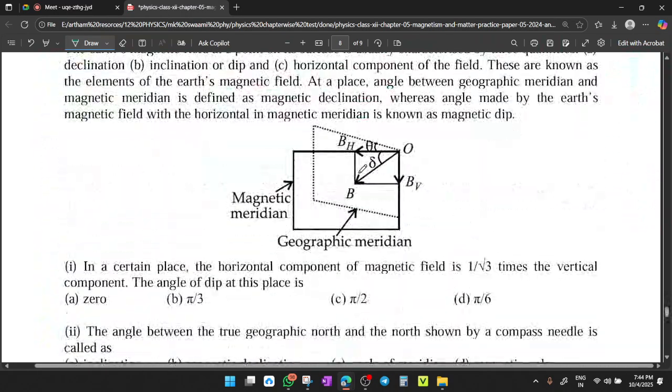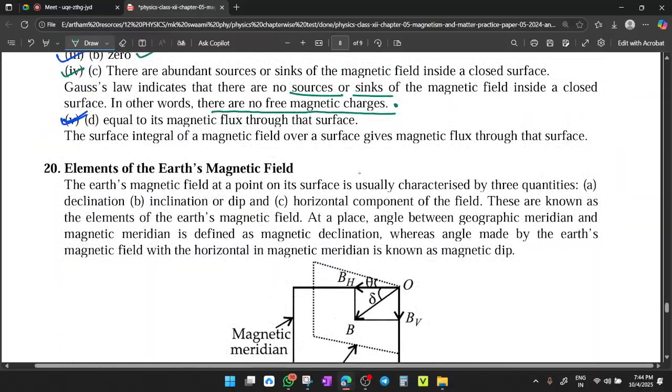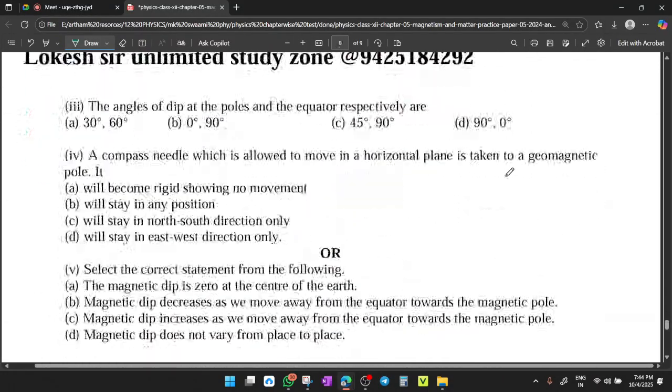Correct. Okay, question 20 is out of syllabus, so we don't need to do this. So this is completed.